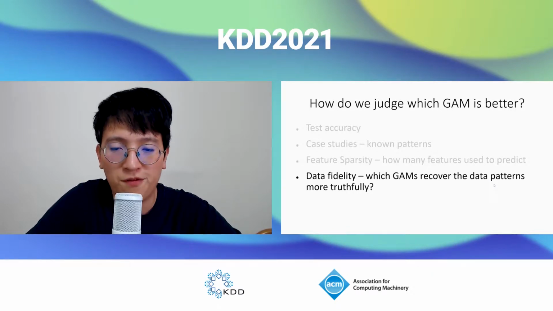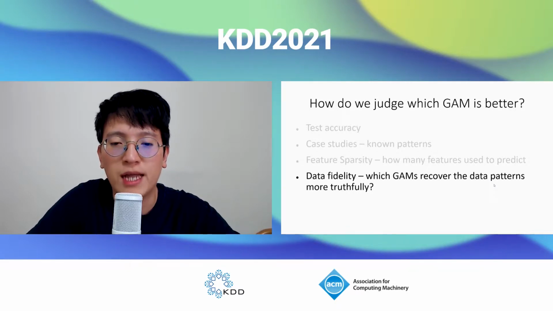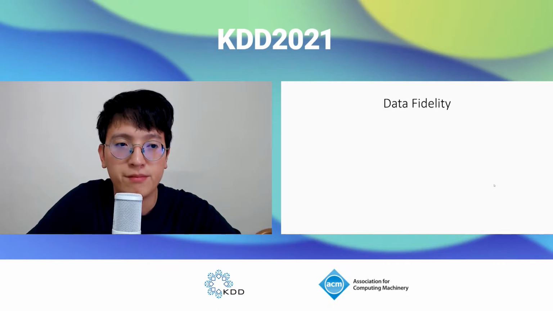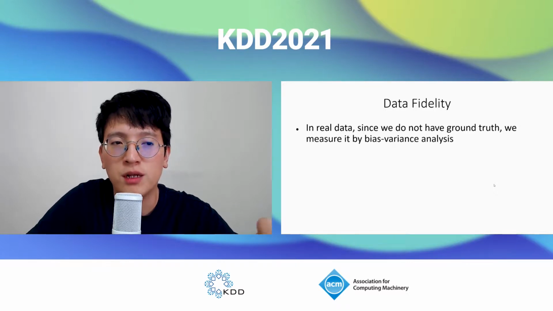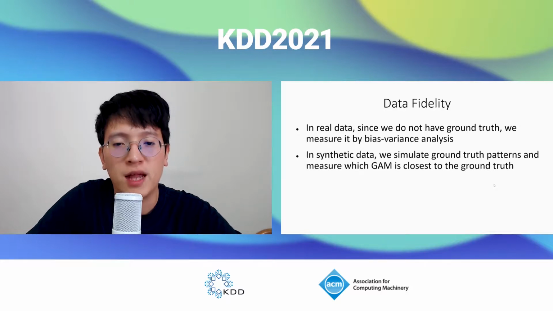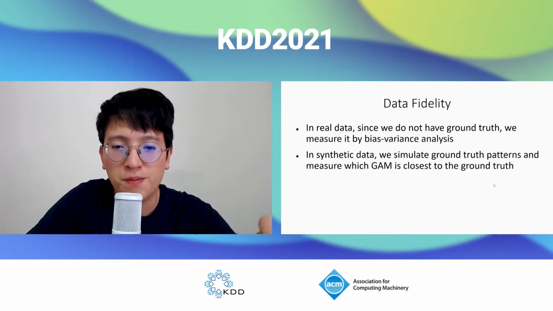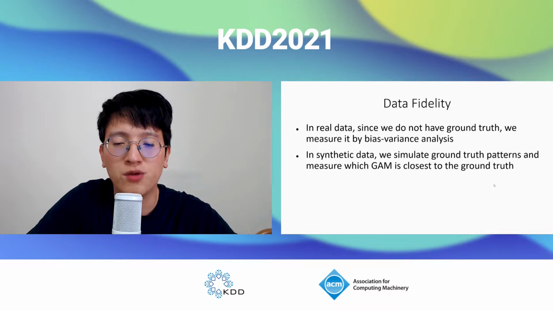Finally, we come to our fourth comparison, which we call data fidelity. In real data, since we do not know the ground truth, we instead measure the data fidelity by bias variance analysis. In synthetic data, we simulate ground truth patterns and see which GAM is closest to the ground truth.